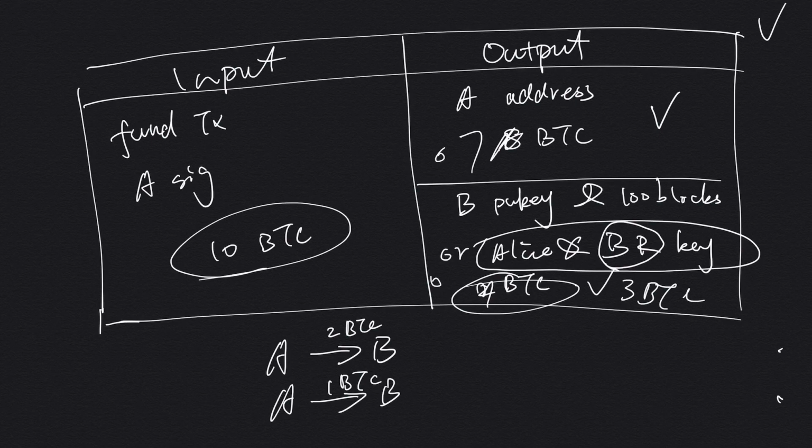We will talk about it in detail in the next video. Now we know the revocable transaction. We will talk about the payment channel and Lightning Network in the next video.